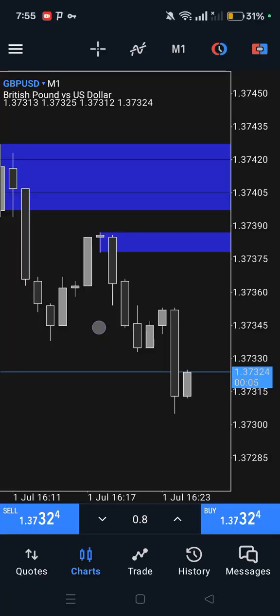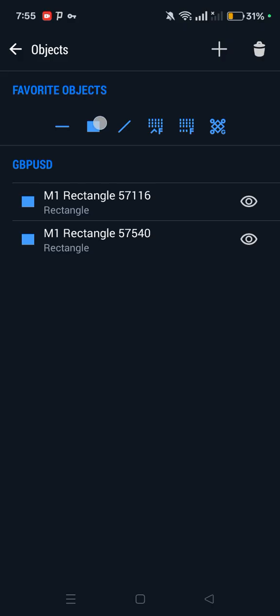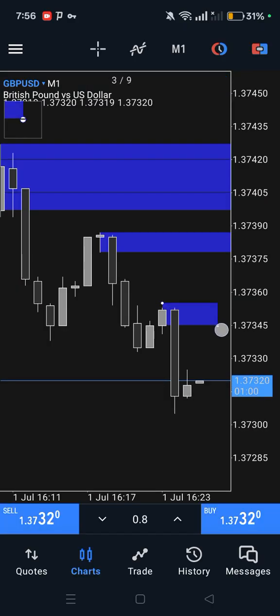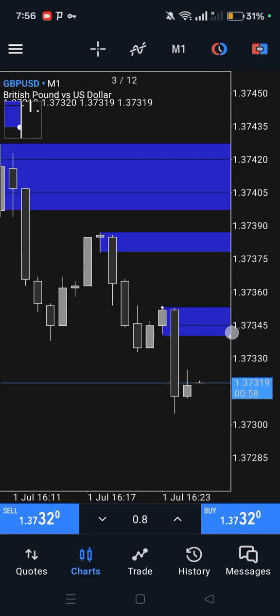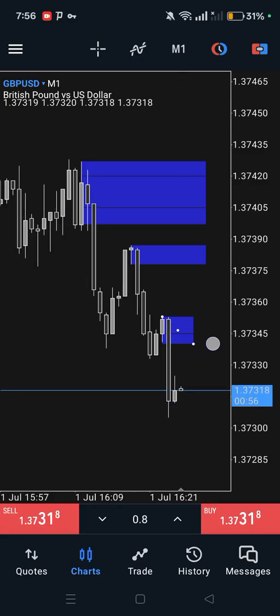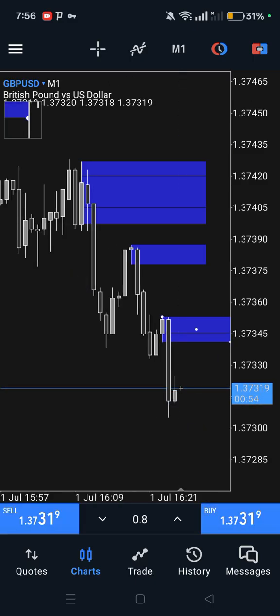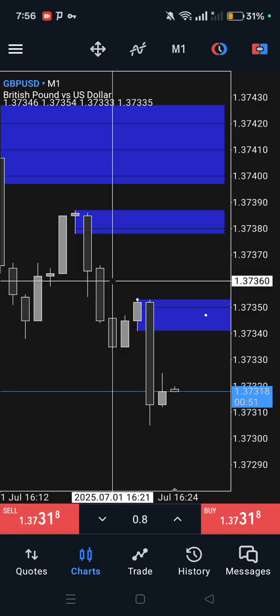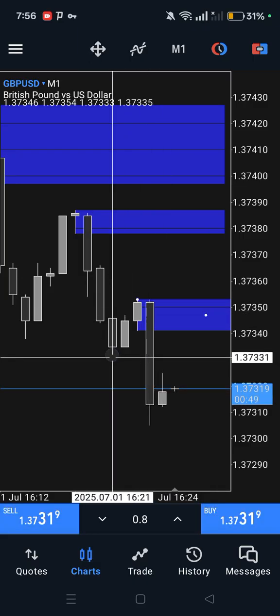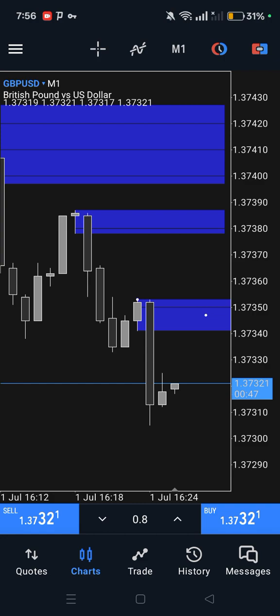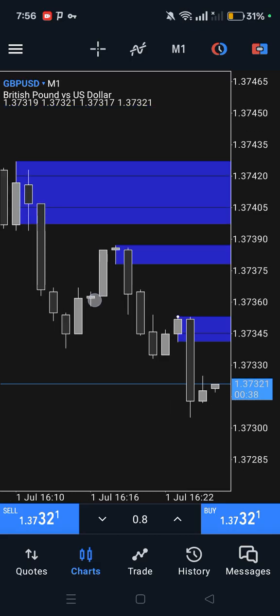All right, looks like we do. It's another supply. Checklist: zone, FEG, breaker, structure. That's a good zone, a high probability zone. Nice. That's just been.